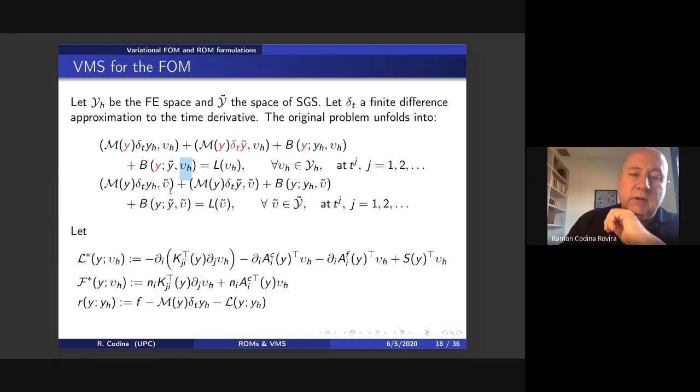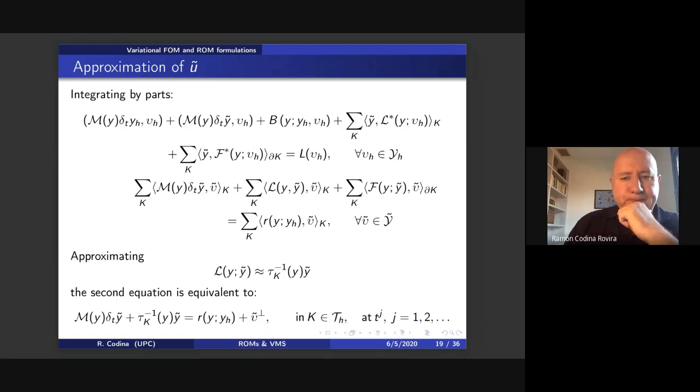In this process of moving derivatives from y tilde to v_h, different operators appear: the formal adjoint of the differential operator, the formal adjoint of the fluxes, and the residual term. But I will not detail that. So at the end, what you get is what I have written here. The details are not important. What is important is to see that we have been able to obtain an expression that involves the subgrid scales without derivatives. That's for the equation in the finite element space, and that's for the equation in the space of subscales.